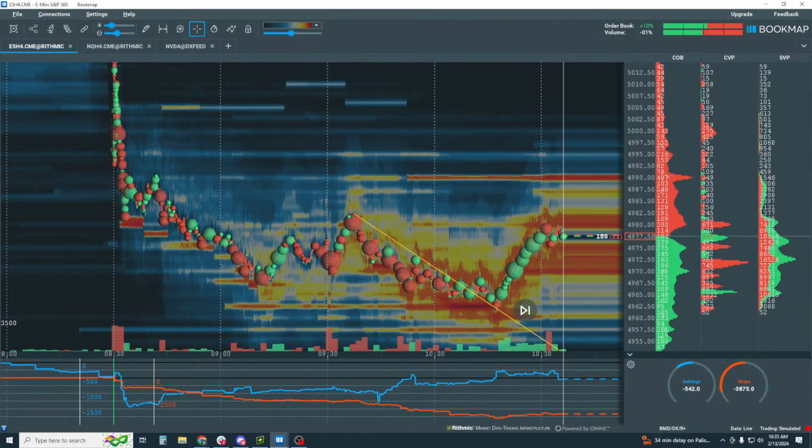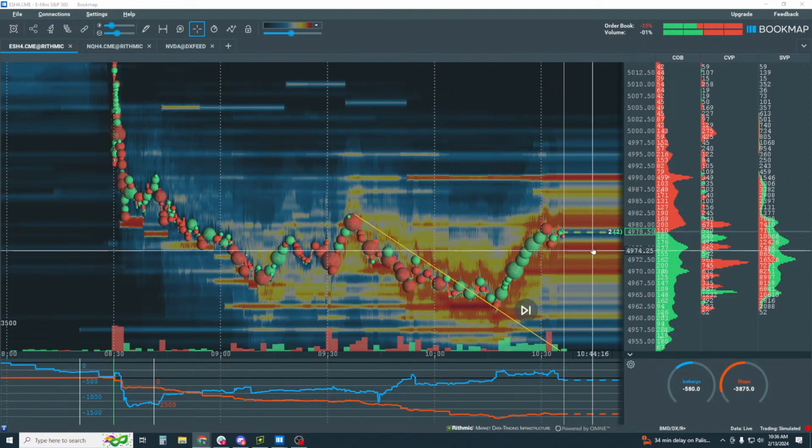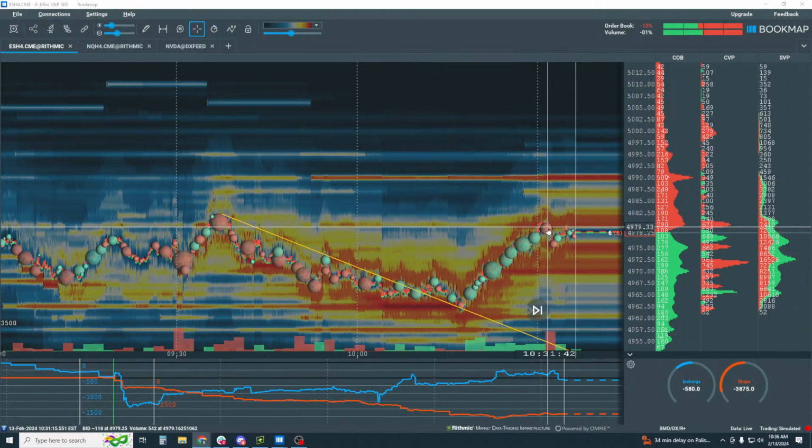Does that make sense, Rob? Yeah, the liquidity on the bid, Stephen. The bid is just so important, and they're still bidding up underneath here. Look at this.